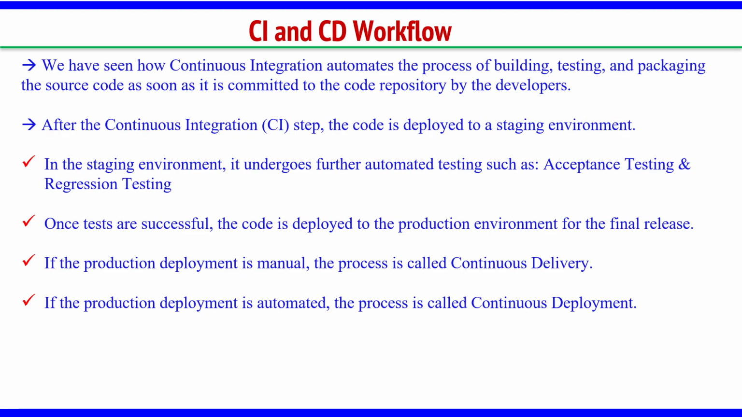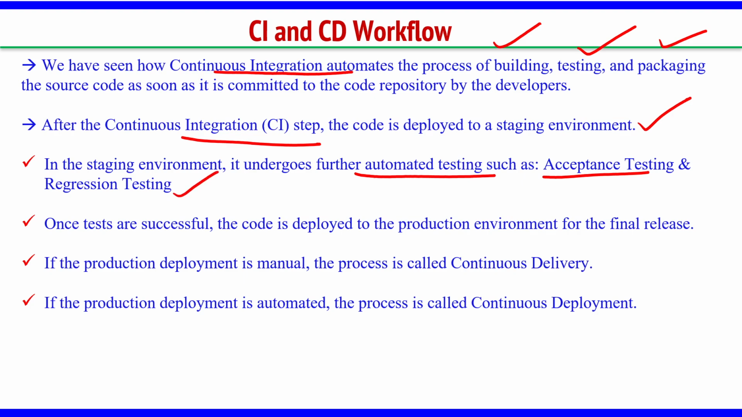But when I merge CI and CD completely, let's understand both CI and CD together. We have seen how continuous integration automates the process of building, testing, and packaging the source code. After the CI step, the code is deployed to a staging environment. In the staging environment, it undergoes further automated testing such as acceptance testing or regression testing. Once the tests are successful, the code is deployed to production for final release.